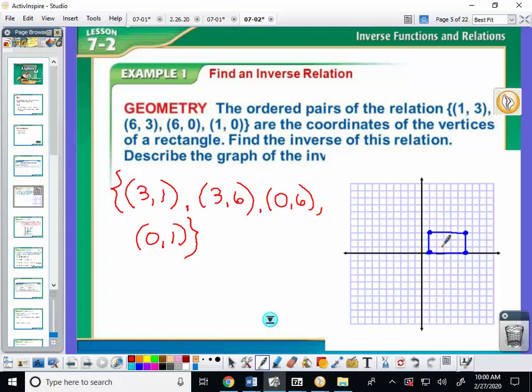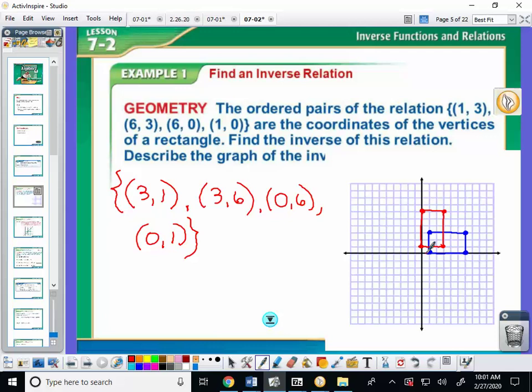(3, 1), (3, 6), (0, 6), (0, 1). Once you have those four inverse points plotted, draw in the rectangle. These two rectangles are inverses of one another.